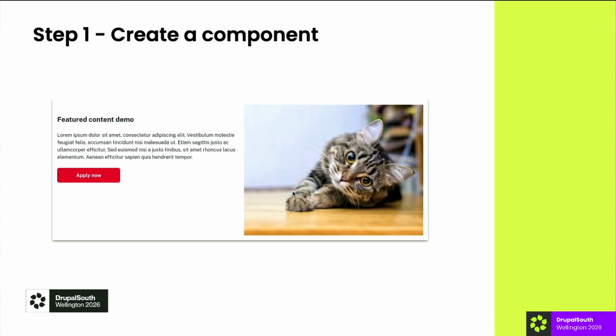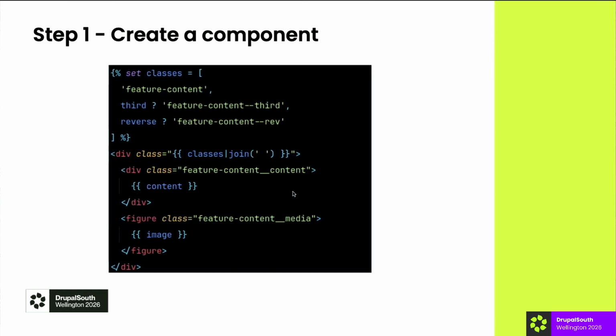Here's a sample component that I had to build with Pinto recently. One of my clients wanted, pretty straightforward, on the left a WYSIWYG area with headings, text, and buttons. On the right, we've got an image, but they also wanted the ability to reverse, so the image is on the left and the text is on the right, and they wanted to be able to set the image to like a 1/3 width, so it's a slightly different layout.